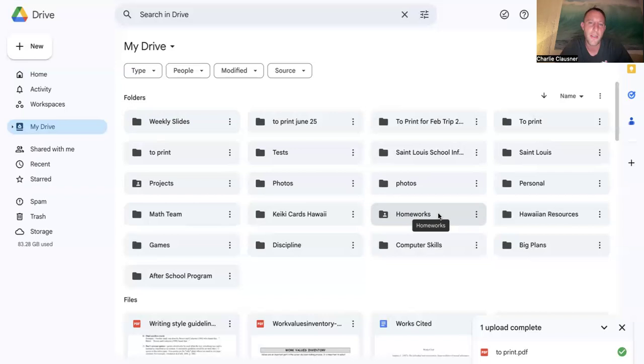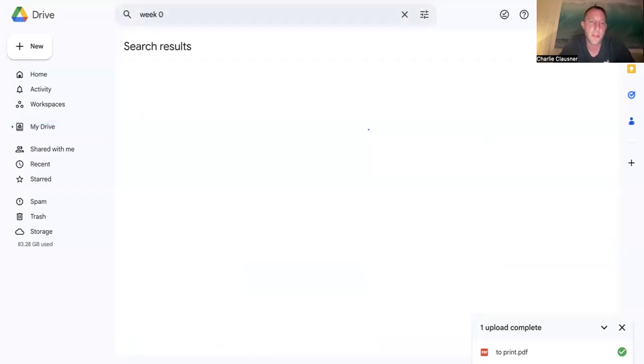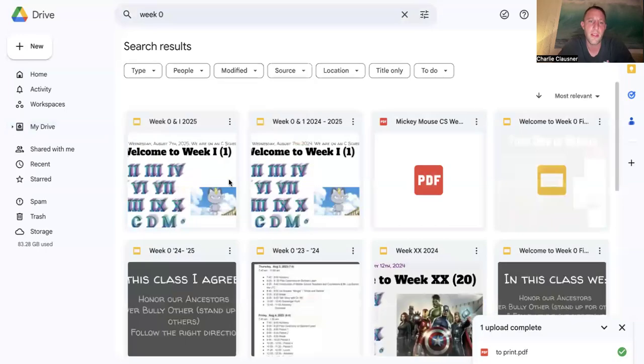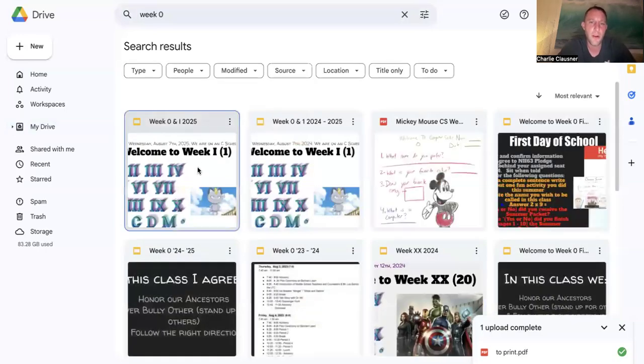And then in an average school year, you have roughly about 40 weeks. And I have, I think, 36 or 37 weeks of individualized weekly slides. So what I do every week, I just go in. When I start the school year, I start with week 0, and then this would be the one I'm building for the fall, but then this one would have been last year.